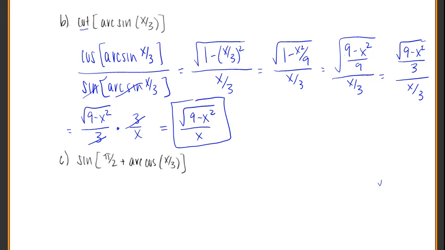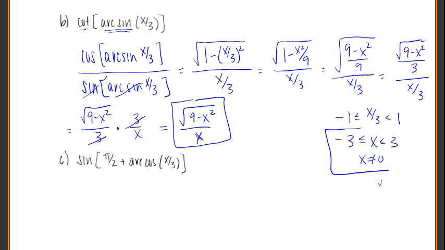Part 2 is determining when this can actually work out. Well, arcsine, I know arcsine says that the angle can only work between -1 and 1, which is the same thing as saying x is between -3 and 3. Also another stipulation, because I have x here in the denominator, I know that x cannot equal 0. So there's part 2 of my answer.